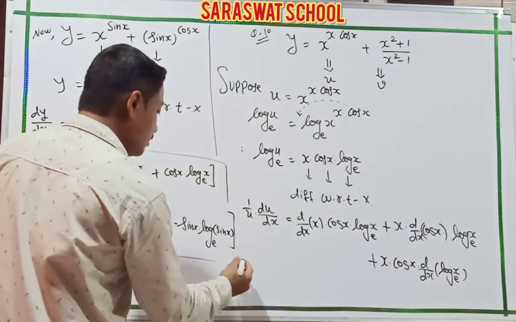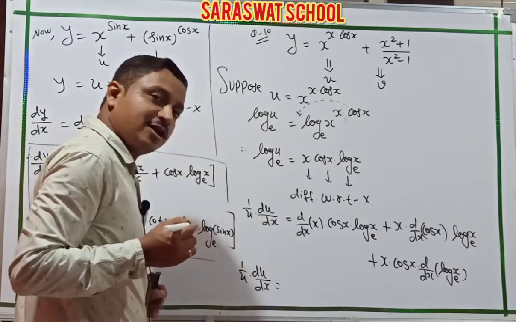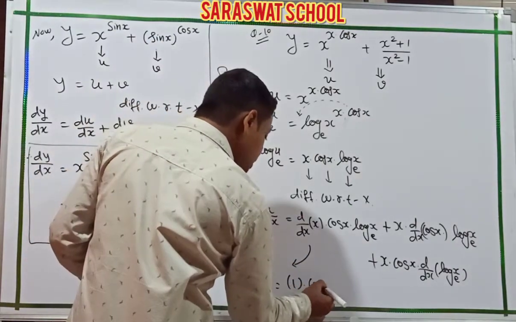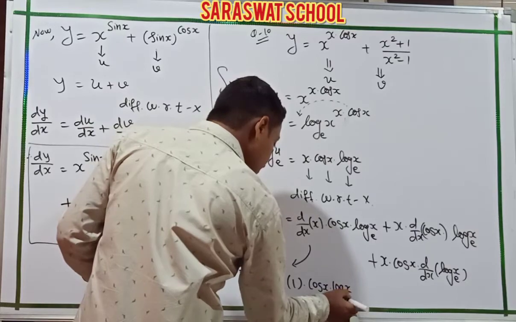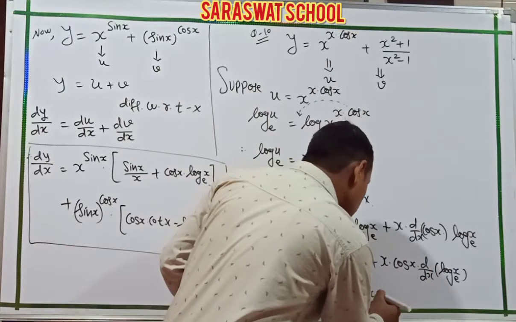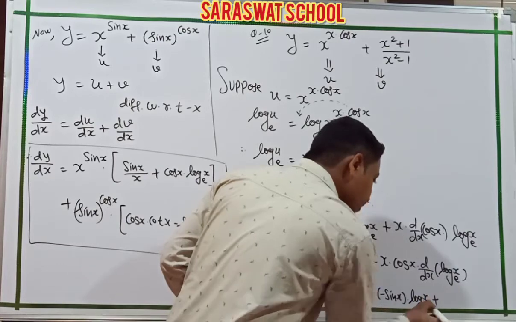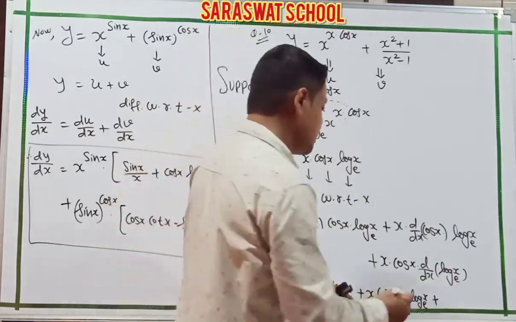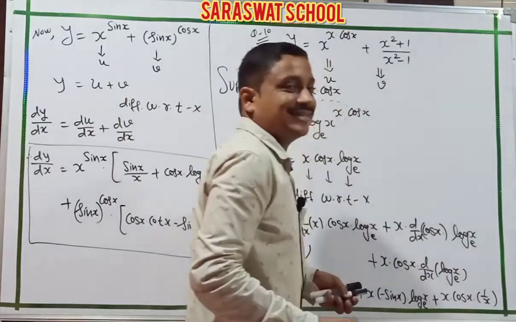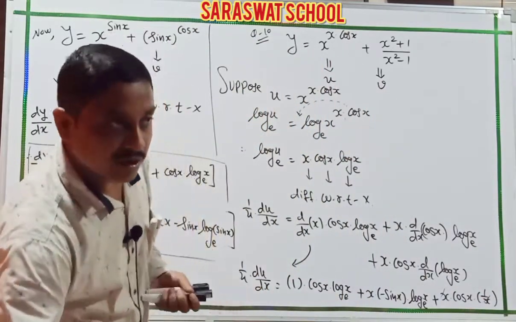So what are you getting? 1/u du/dx. And here x with respect to x, the derivative is known. It is only 1. The other stays the same: cos x into log x plus. Now here, cos x derivative. So x into minus sin x. Log x stays the same. And finally log x derivative. So x into cos x. What is the log x derivative? Yes, it's 1/x. And here x and x you can easily cancel out the remaining values.